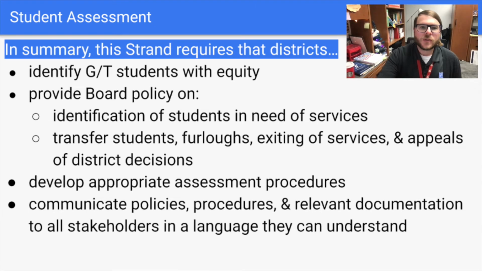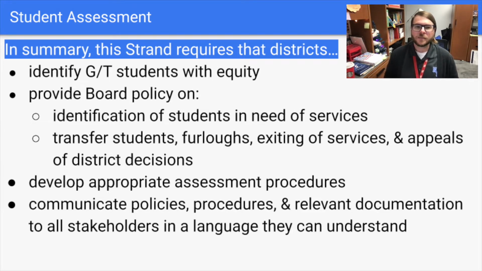So in summary, we have to identify GT students with equity, provide board policy on identification of students in need of services, and transfer students, furloughs, exiting of services, and appeals of district decisions. We have to develop appropriate assessment procedures, and we have to communicate policies, procedures, and relevant documentation to all stakeholders in a language that they can understand.